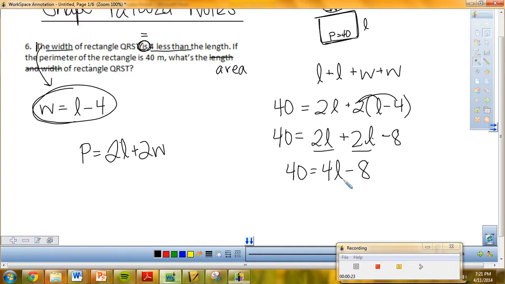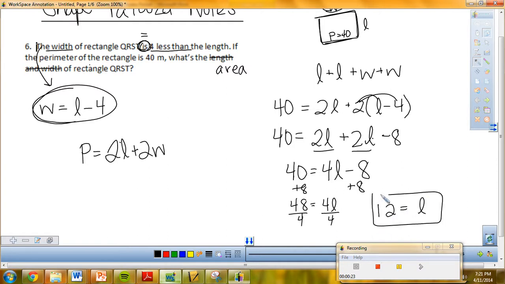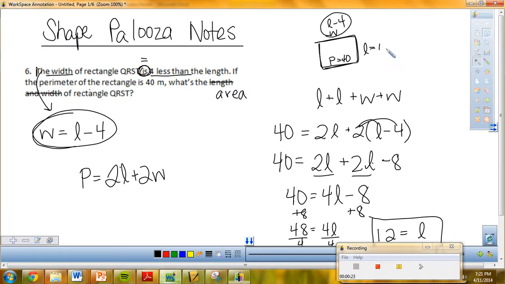I'm solving for my variable, so I can isolate by adding 8. And 48 is equal to 4L, divide by 4, divide by 4, and I know that 12 is my length. So originally they wanted us to find length and width. So if I know that my length is equal to 12, then how do I find my width? Well, I can substitute it in. 12 minus 4 is 8, and that's what my width is equal to.